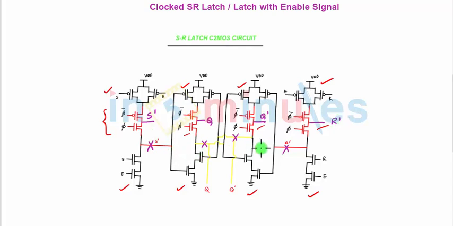Now this S bar will go to the respective S bars, this Q will go to the respective Q, this Q bar will go to the respective Q bar, and so on and so forth. So remember, this is not the right connection and don't make this error in the exams.